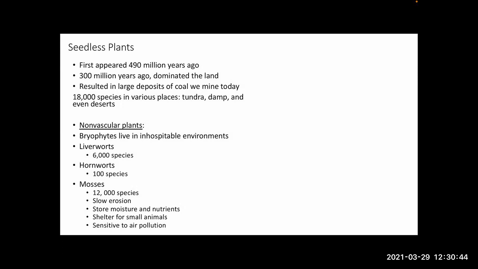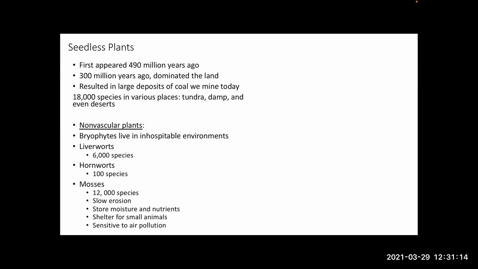And if you've got an ecosystem that's been devastated by a volcano or a flood or a tsunami, bryophytes can actually do really well in those types of environments. They also can live in really cold environments. Making up the bryophytes are groups like your liverworts, your hornworts, and your mosses. Liverworts, you have about 6,000 species, only about 100 species of hornworts, and about 12,000 species of mosses.